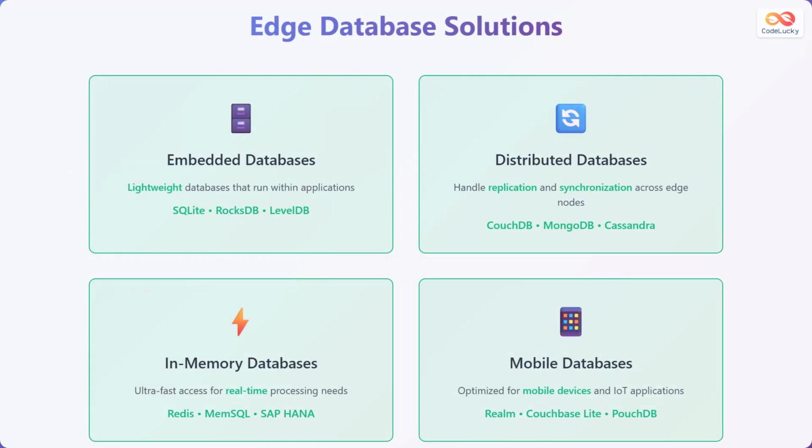To address the challenges of edge computing, various database solutions are available. These include embedded databases, which are lightweight databases that run within applications. Distributed databases, which handle replication and synchronization across edge nodes. In-memory databases, which provide ultra-fast access for real-time processing needs. Mobile databases, which are optimized for mobile devices and Internet of Things applications.